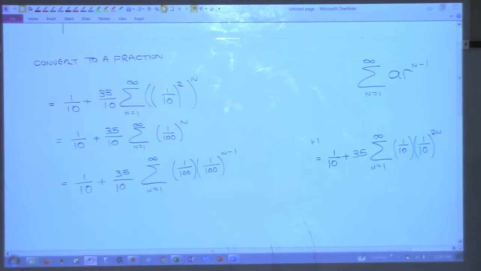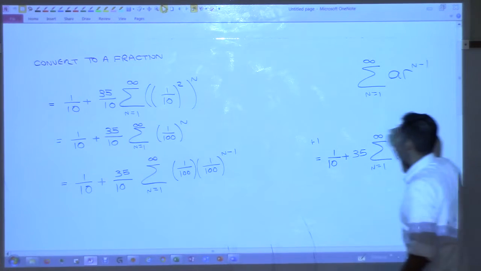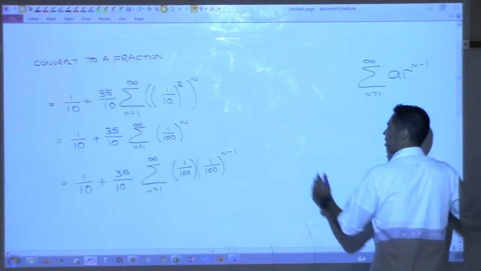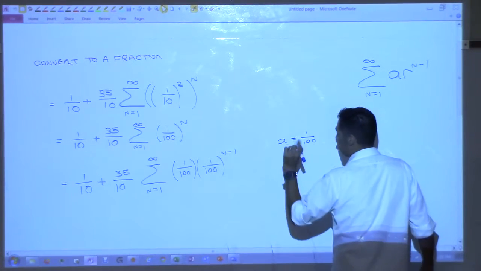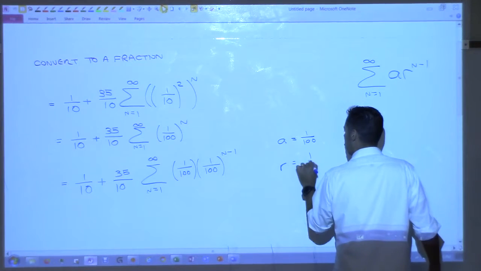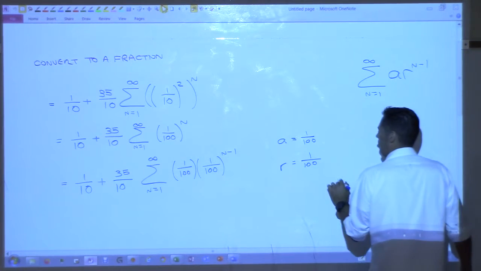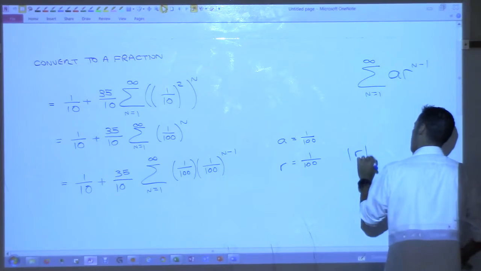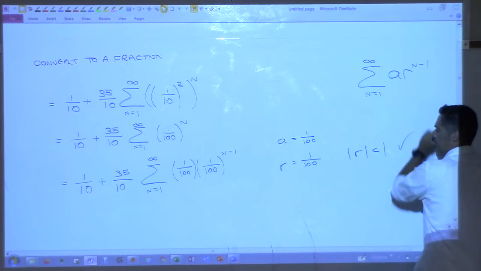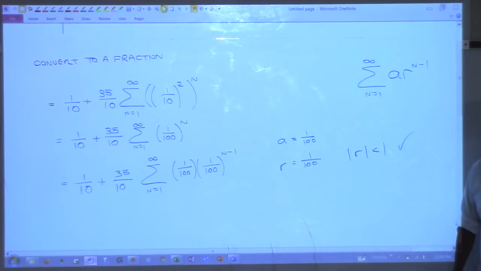Yes, we're finally there. What's A? 1 over 100. What's R? So we're here. A is 1 over 100. They won't always be the same, by the way. R is 1 over 100. And is the absolute value of R less than 1? Yes. Okay. So it converges. What does it converge to? A over 1 minus R.